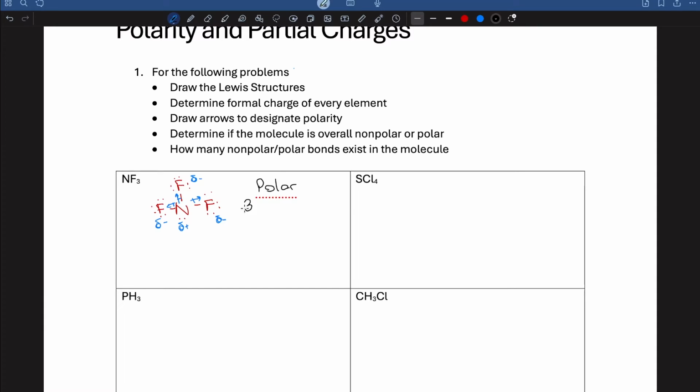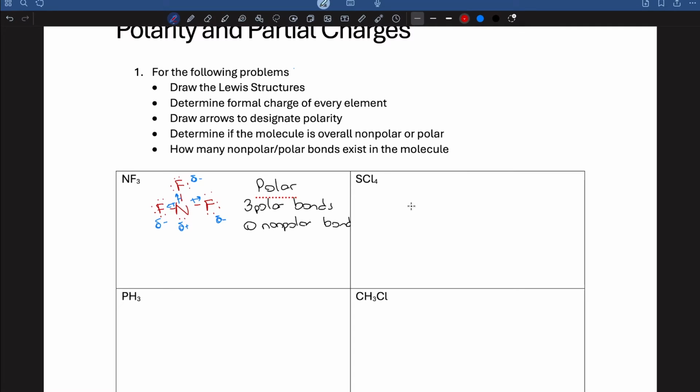However, it does have 3 polar bonds and no nonpolar bonds, right? Every bond in this molecule is polar. Did we forget to do anything else? The formal charge, obviously, of every element has exactly what it wants. Therefore, each element has a formal charge of 0. And we'll continue just verbally saying what the formal charge is throughout the examples.